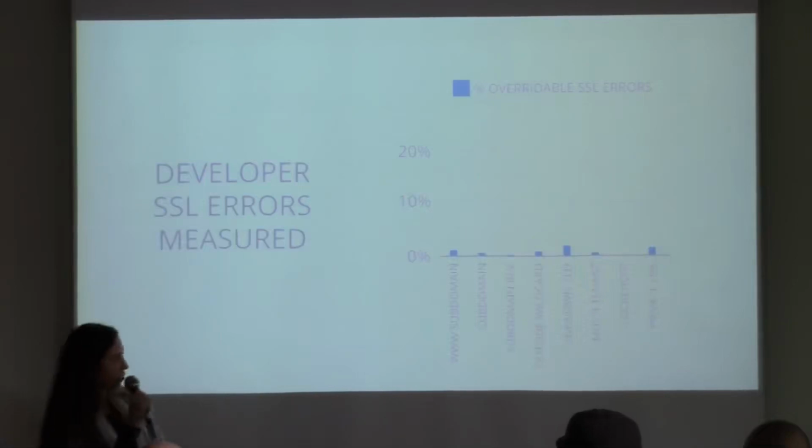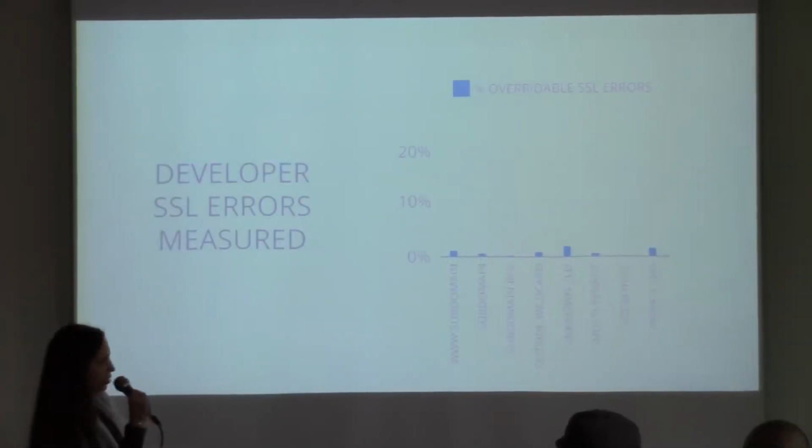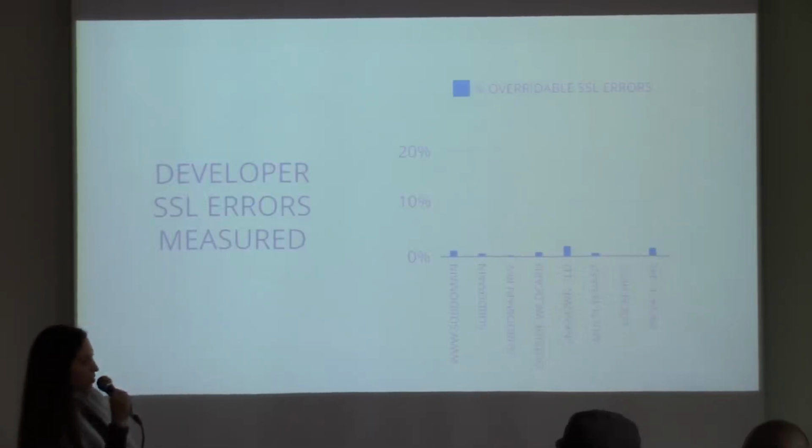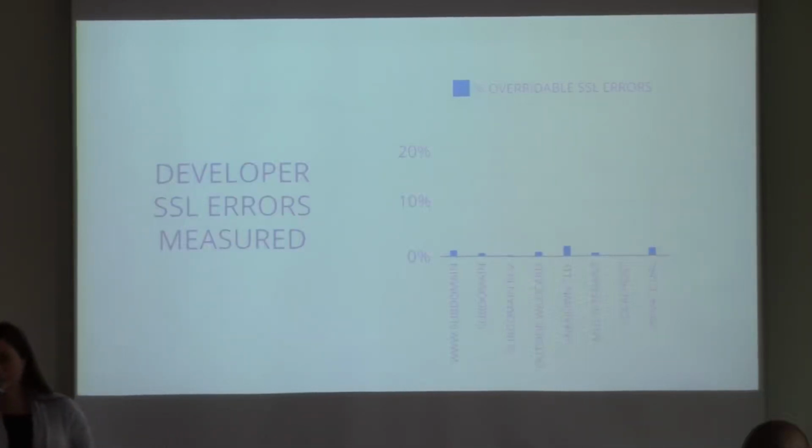But the key thing to take away here is that if you look at this graph, none of these really amount to more than 1% of all SSL errors. In fact, we haven't been able to find any specific thing that, from the developer error perspective, attributes to a large fraction of SSL errors. But we have found a whole bunch of other things.